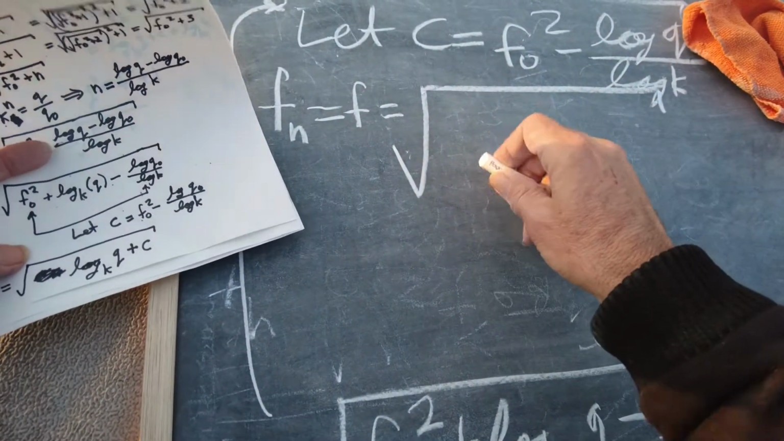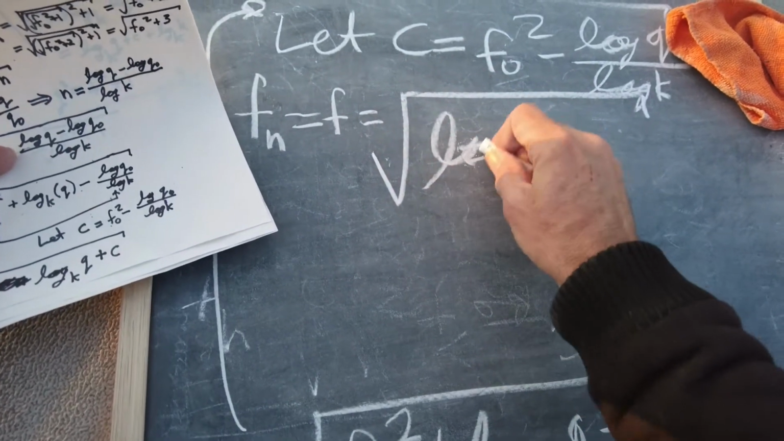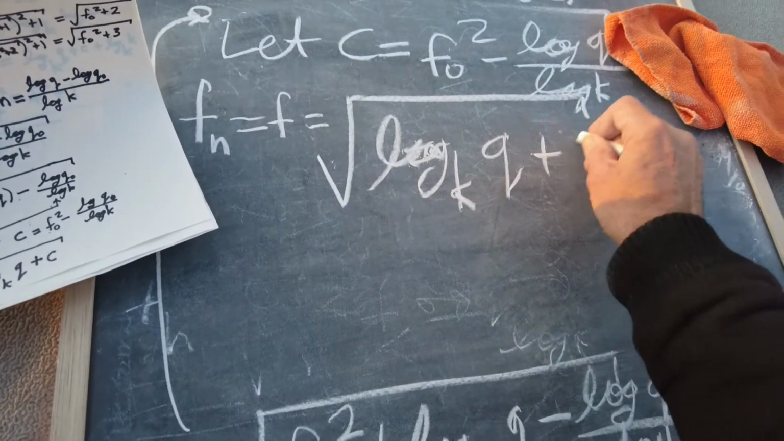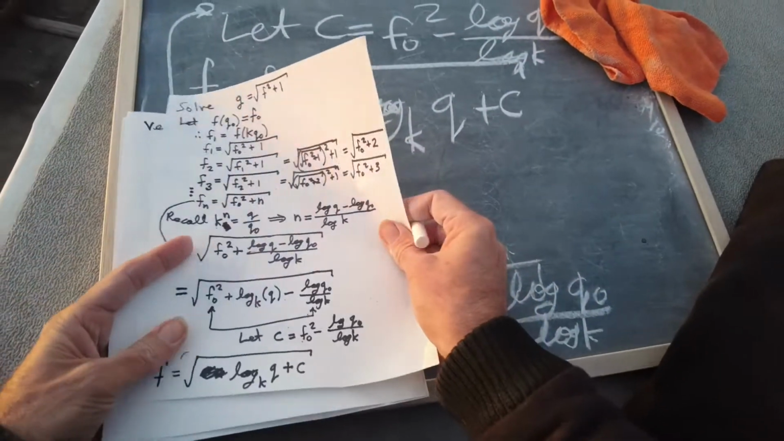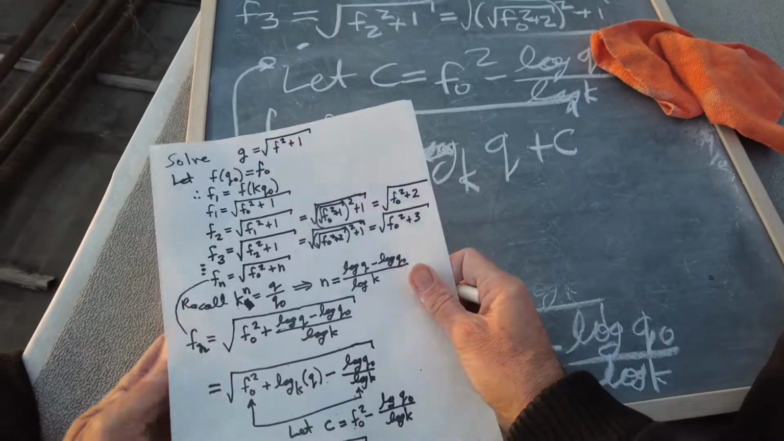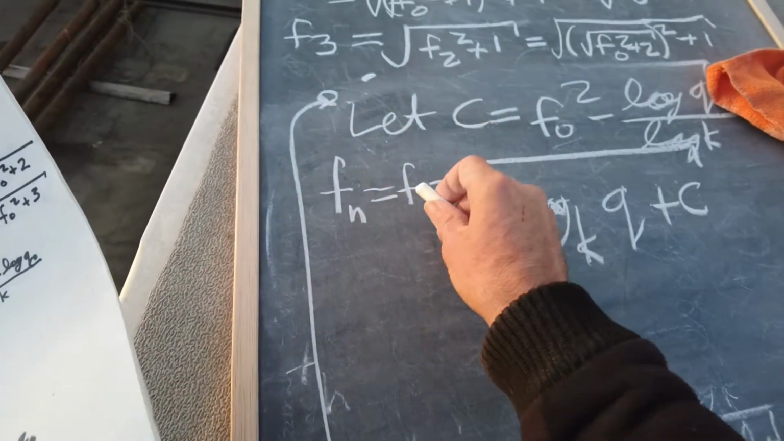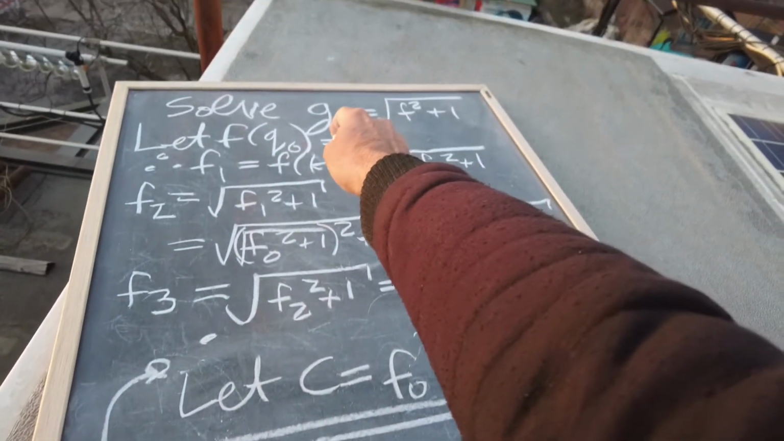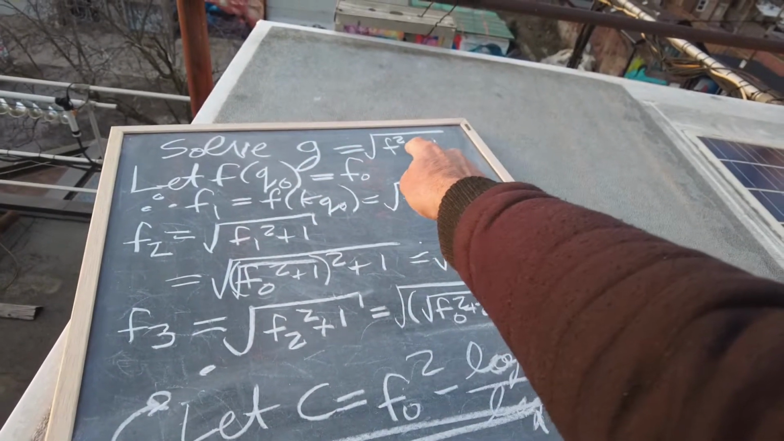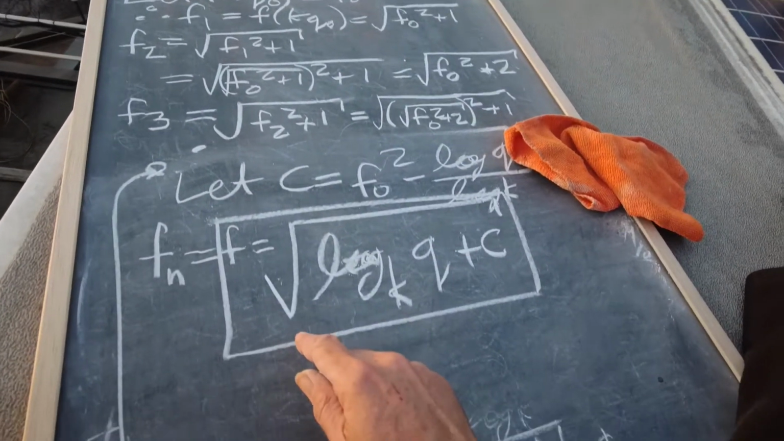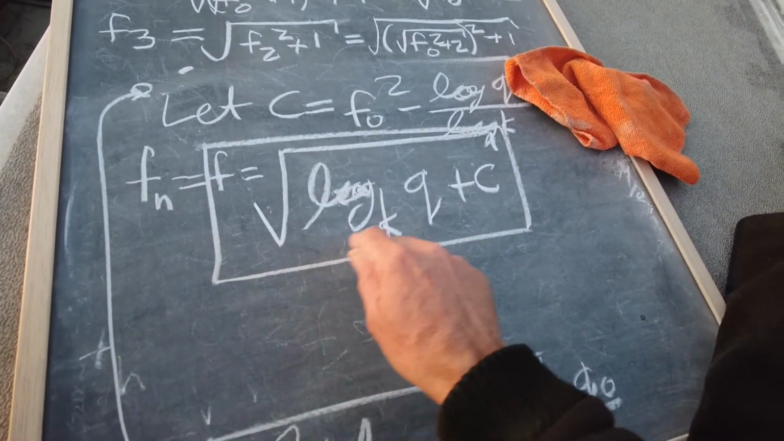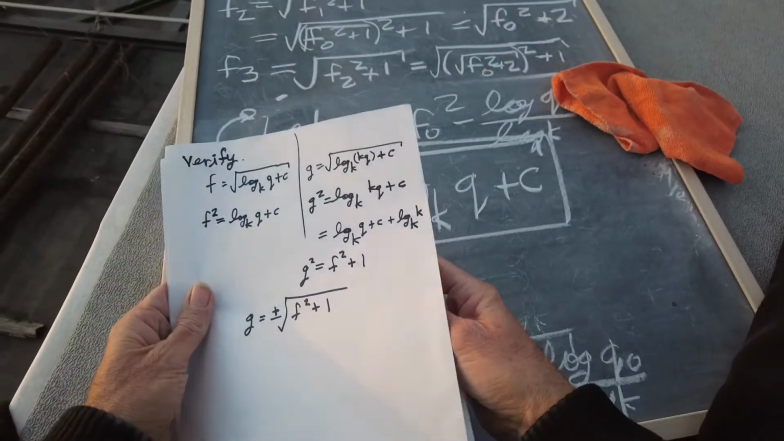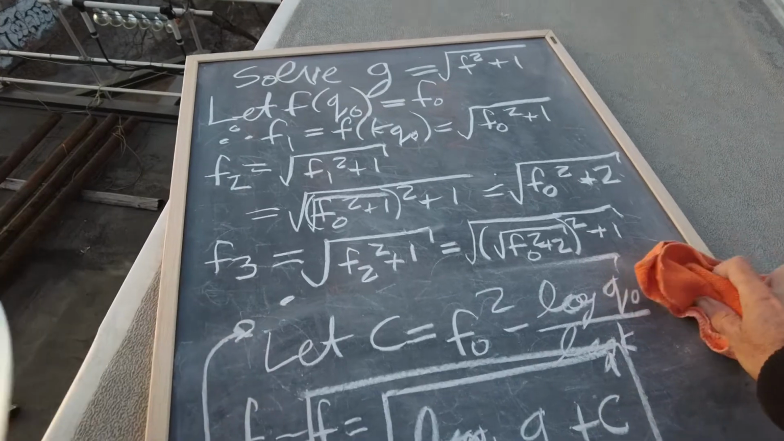the square root of log base k of q plus c. And so let's verify. We're saying now we've solved this comparametric equation, g equals square root of f squared plus 1, and the answer is f equals the square root of log k of q plus c. And let's just confirm or verify that that is a solution.